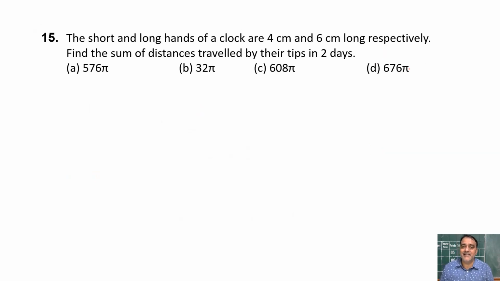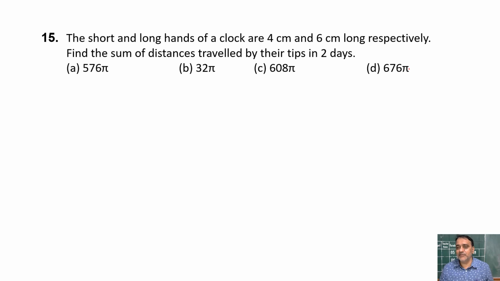The short and long hands of a clock are 4 centimeter and 6 centimeter long respectively. Find the sum of distances traveled by their tips in 2 days. ठीक है. Short hand मतलब hour hand हो गया. Long hand means minute hand. That you have to keep in your mind. So you tell me in 1 day how many rounds short hand will complete? एक दिन में कितने बार घूमता है?